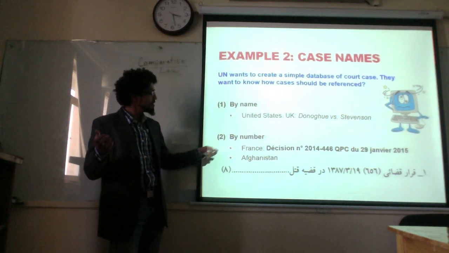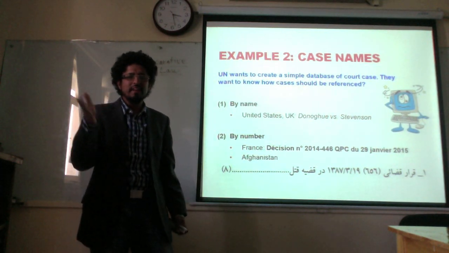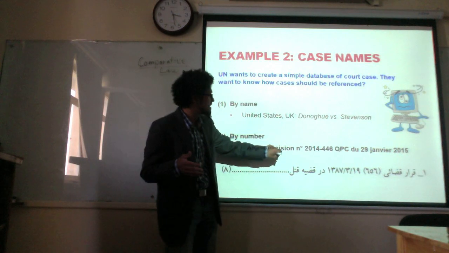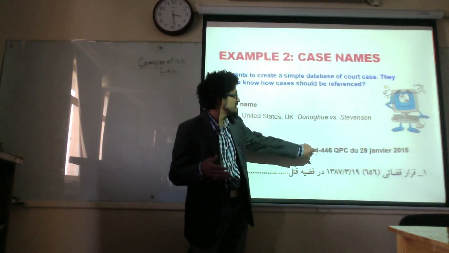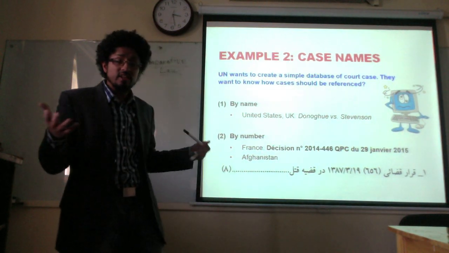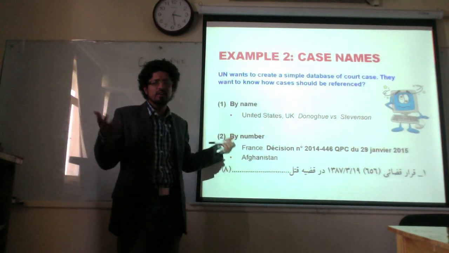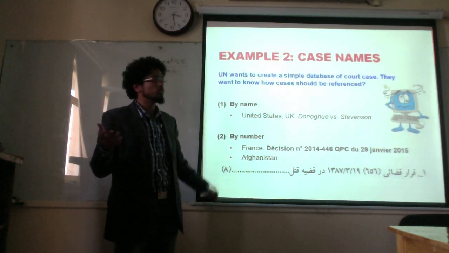However, we look to other systems such as France, and you don't see a name being cited. You have France, the decision, the date of the decision, and some other reference number. And so now you're starting to get confused. Okay, we have a database. How do we sort cases? Do we do it according to name? Do we do it according to number?